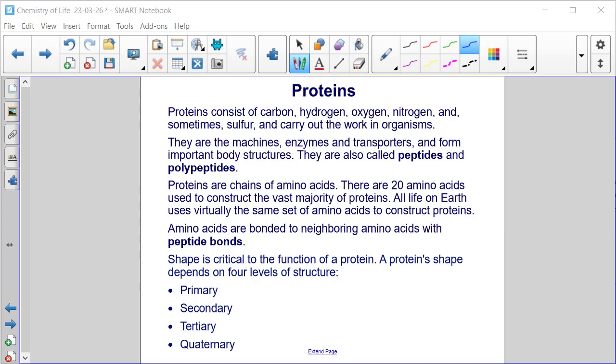Proteins are chains of amino acids. There are 20 amino acids used to construct the vast majority of proteins. All life on Earth uses virtually the same set of amino acids to construct proteins. Amino acids are bonded to neighboring amino acids with peptide bonds. Shape is critical to the function of a protein. A protein's shape depends on 4 levels of structure: primary, secondary, tertiary, and quaternary.